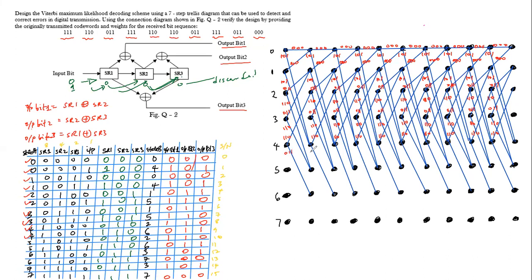0, 1, 0, 0, 0, and zeros. Then we now move from 5 to 2. We now move from 5 to 2.